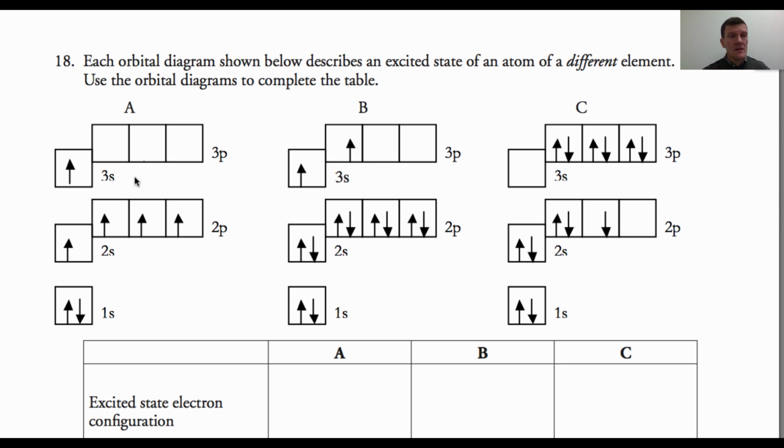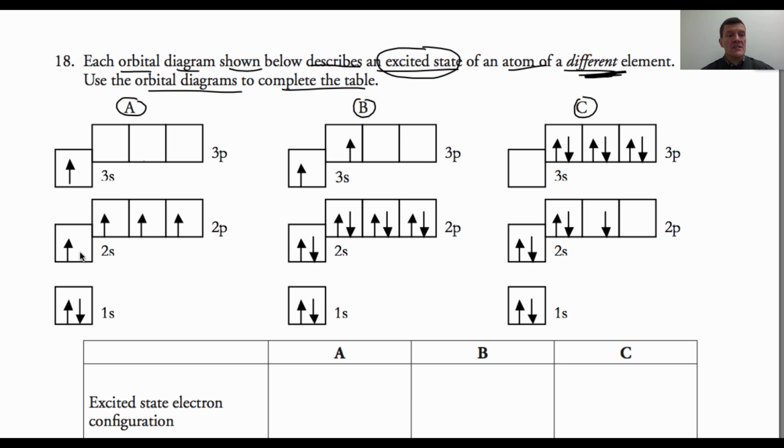We have all these different possible configurations. Each orbital diagram shown below describes an excited state of an atom of a different element. Use the orbital diagrams to complete the table. So this is element A, this is element B, this is element C. They're different elements, and they're telling us that these are excited states.